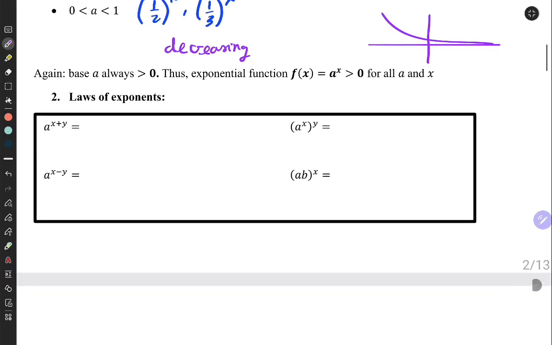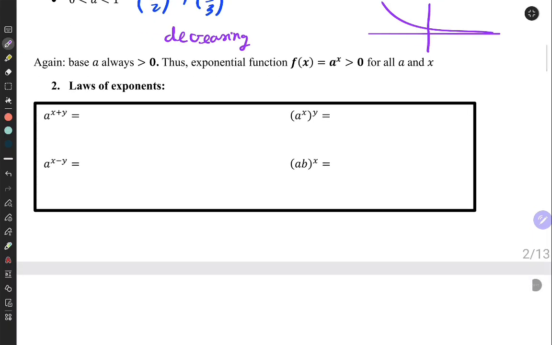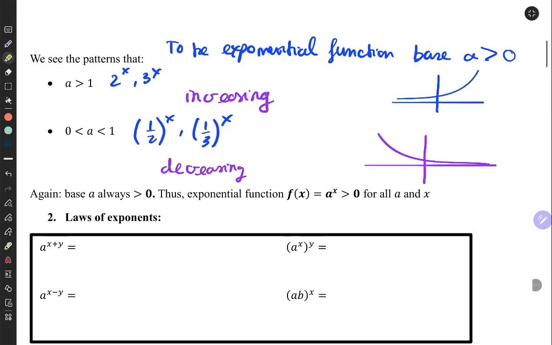Theory. Next. Again, base A is always greater than 0. Why did I say all of this? Basically, I just write right here: thus, the exponential function is always greater than 0 for all A and x. As long as A is greater than 0, no matter the x you put in here, A raised to the power negative a million is still greater than 0. The negative exponent doesn't affect the sign of this one.